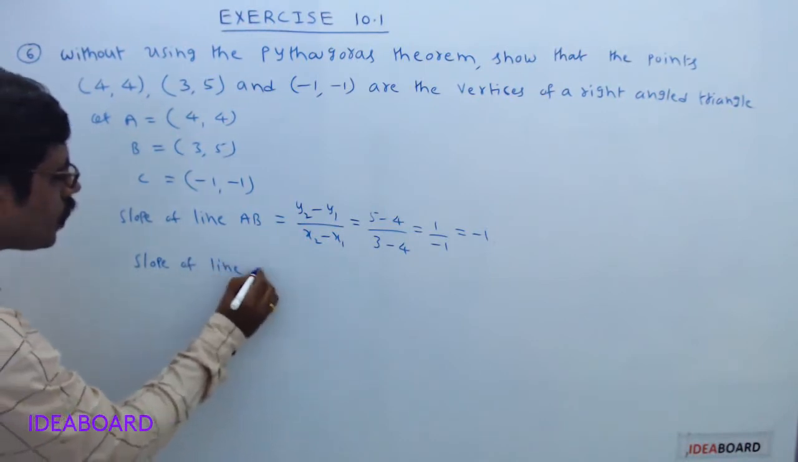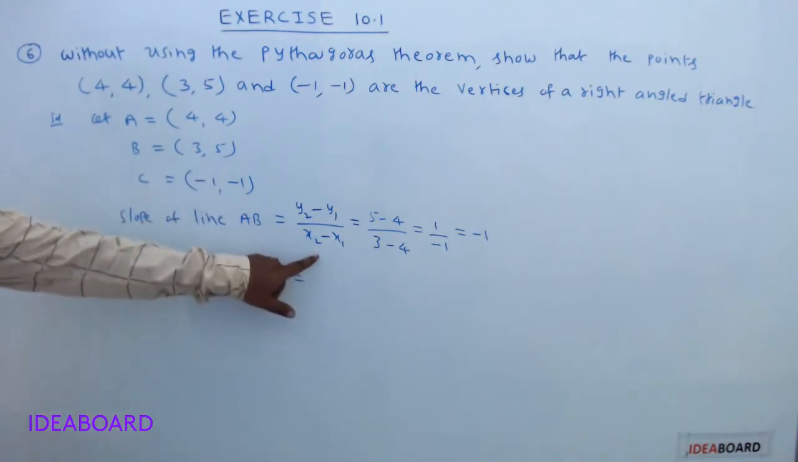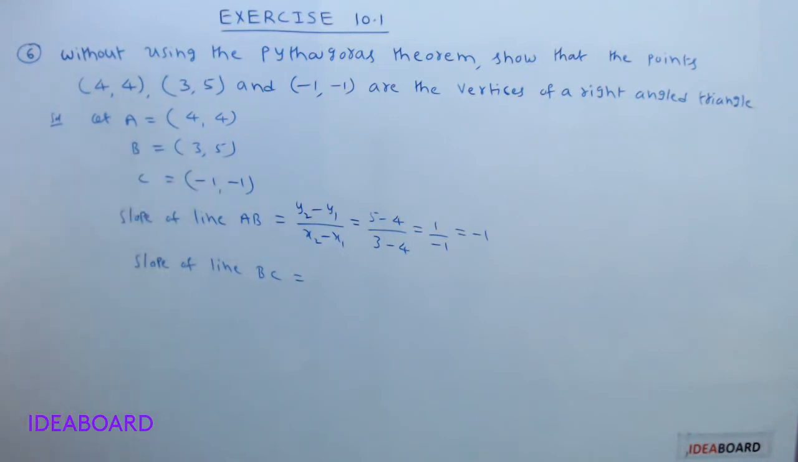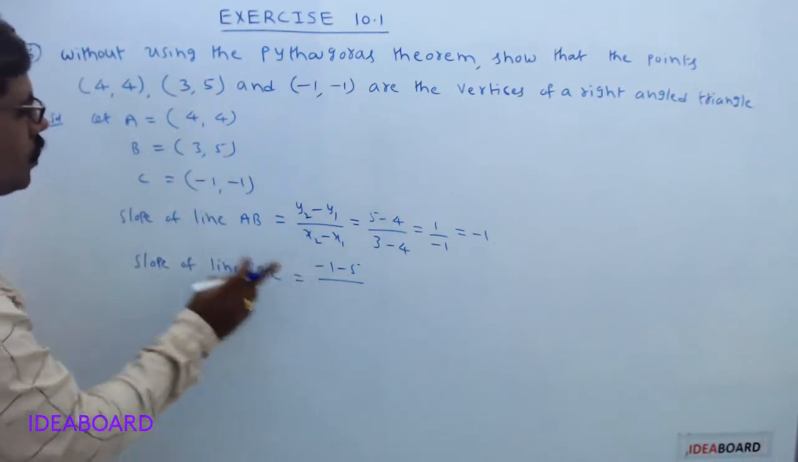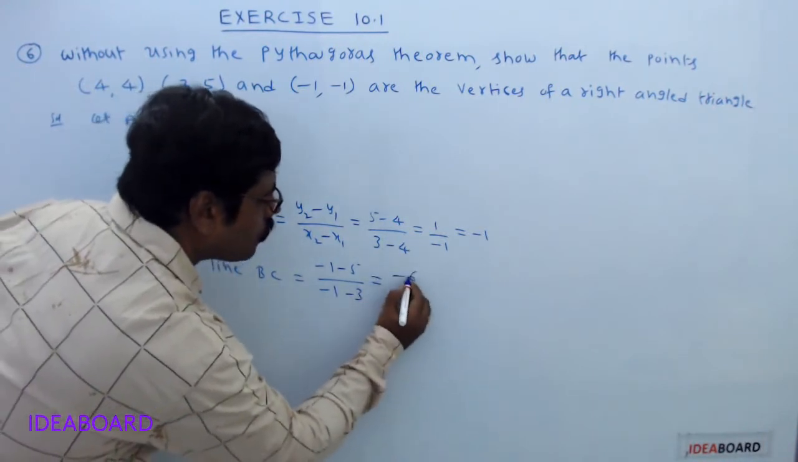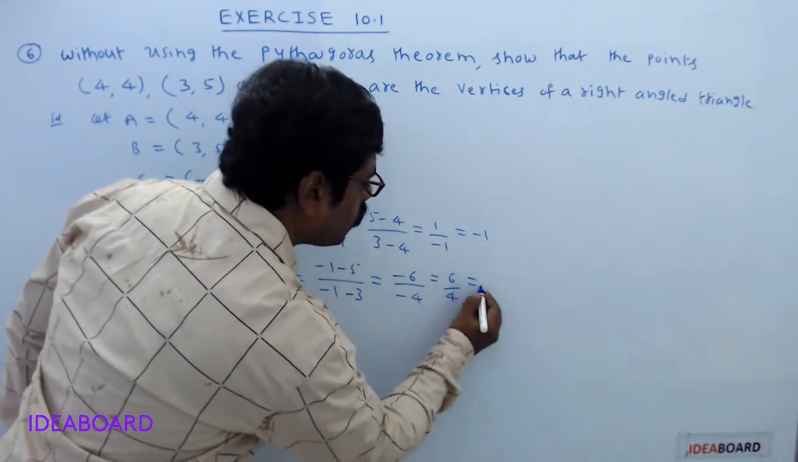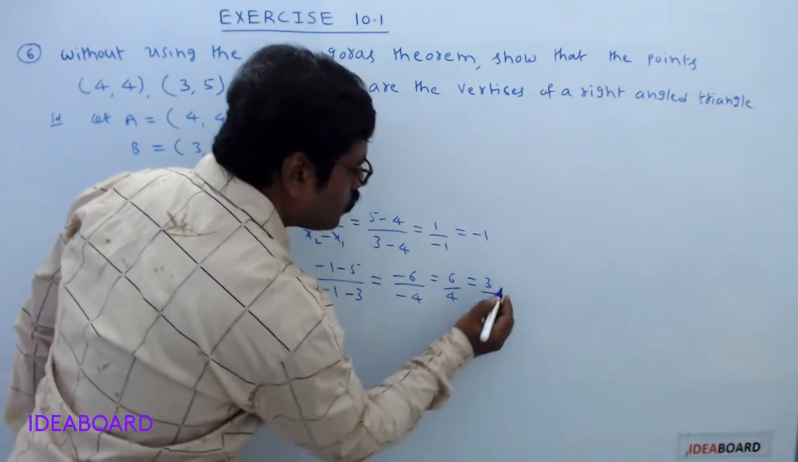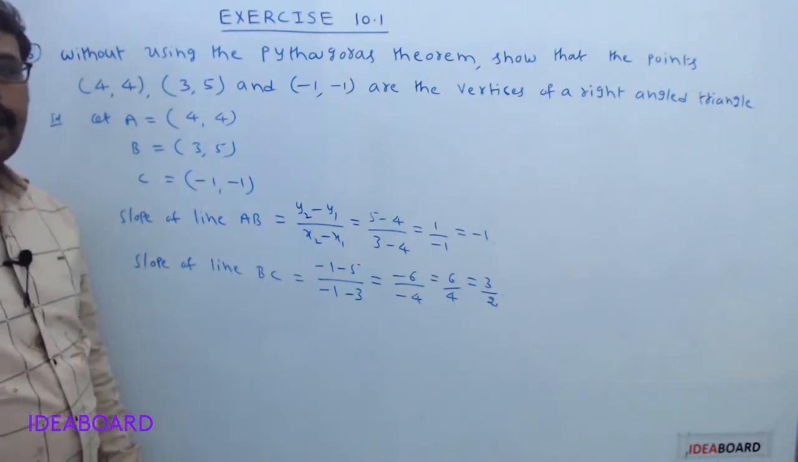Slope of line BC. Again, on these 2 points, you apply this formula: y2 minus y1 divided by x2 minus x1. So this is minus 1 minus 5 divided by minus 1 minus 3. Now this is equal to minus 6 divided by minus 4. It is 6 divided by 4. Cancelling with 2, 2 into 3, 2 into 2. So it will be 3 by 2. Slope of line BC is 3 divided by 2.